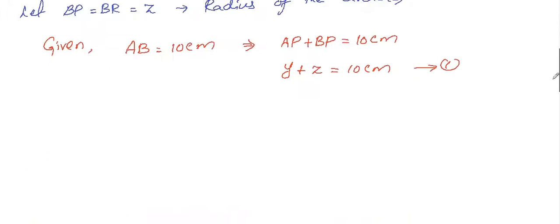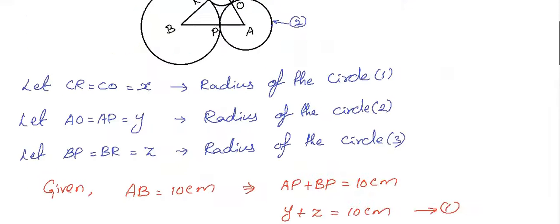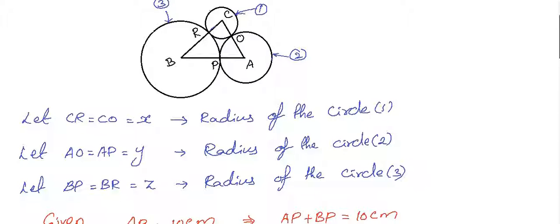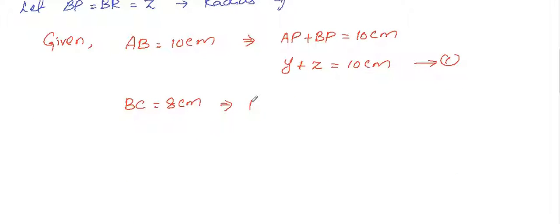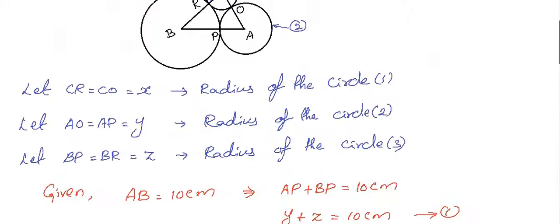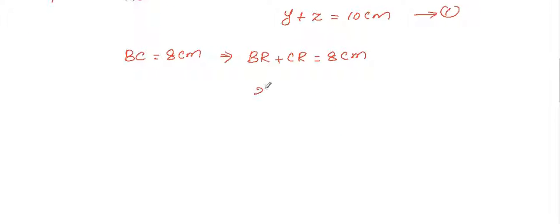Now take a look at the given length of the other side of the triangle, which is BC. BC is equal to 8 centimeters, which is given. Please take a look at the diagram. R is the middle of the BC length, so we can write BC as BR plus CR. So BR plus CR is equal to 8 centimeters, BR is equal to Z and CR is equal to X. So we can write it as X plus Z is equal to 8 centimeters. Let this be the second equation.